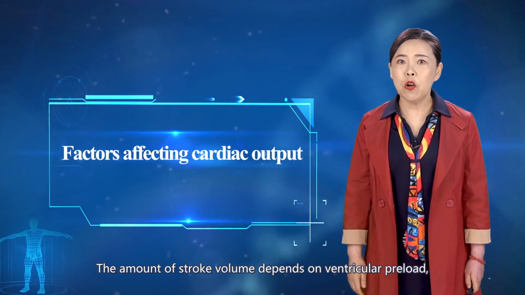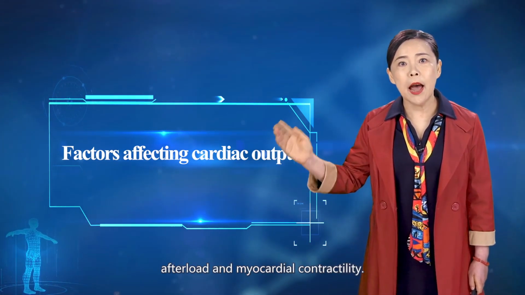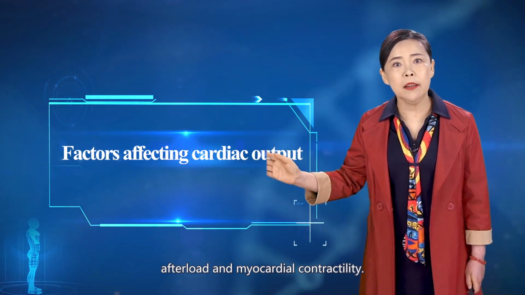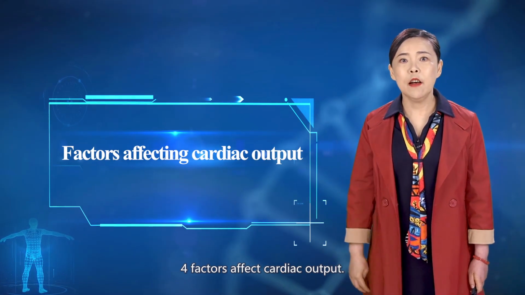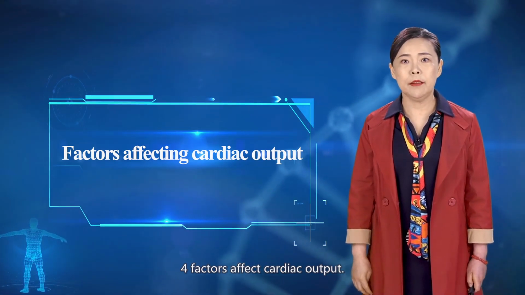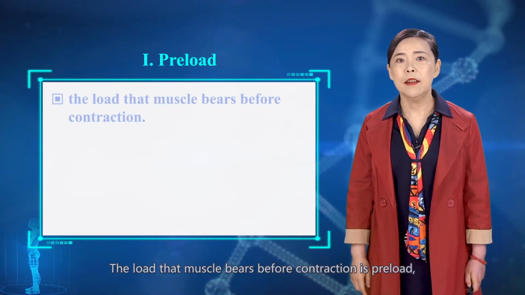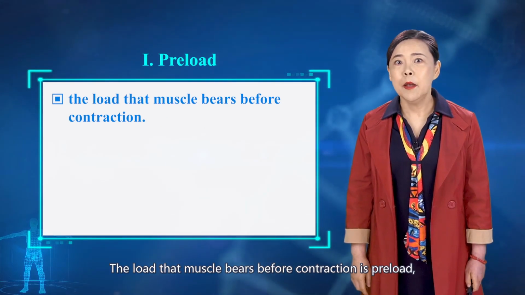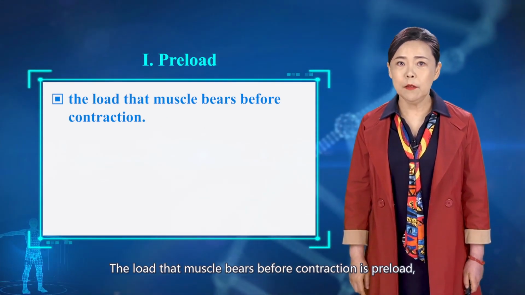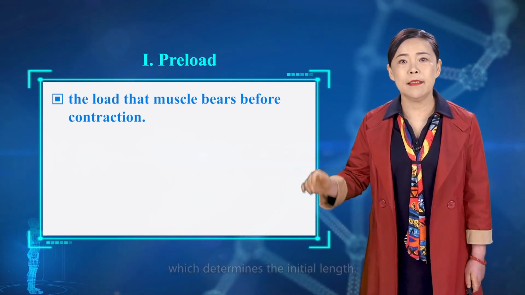The amount of stroke volume depends on ventricular preload, afterload, and myocardial contractility. So, 4 factors affect cardiac output. The first is preload. The load that muscle bears before contraction is preload, which determines the initial length.